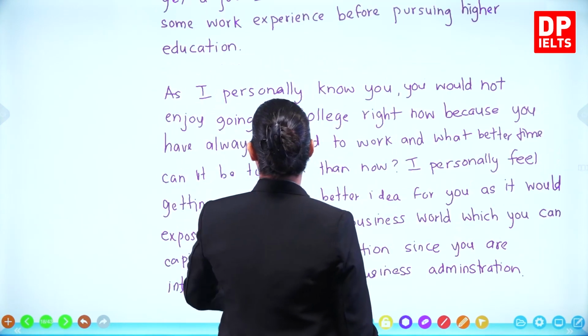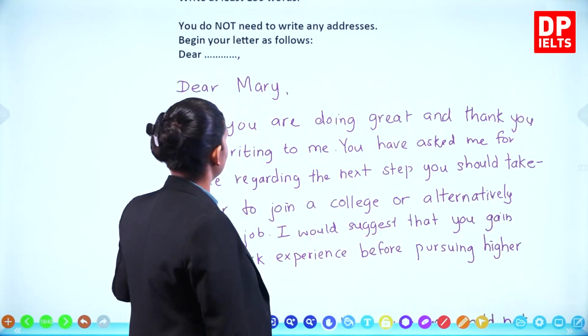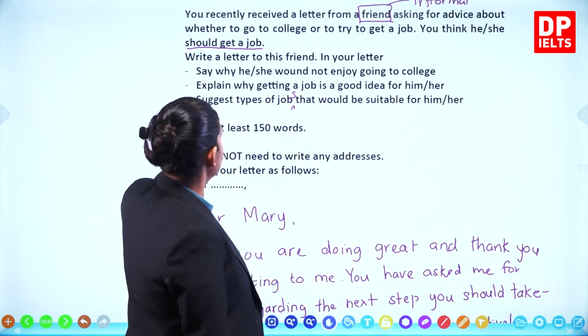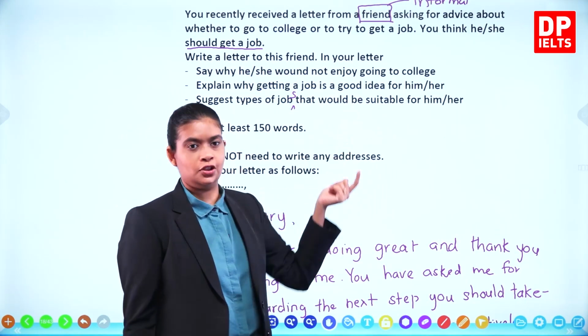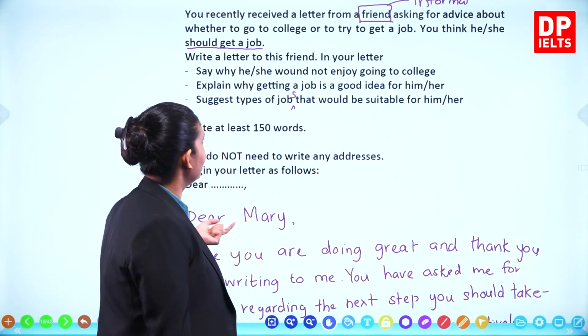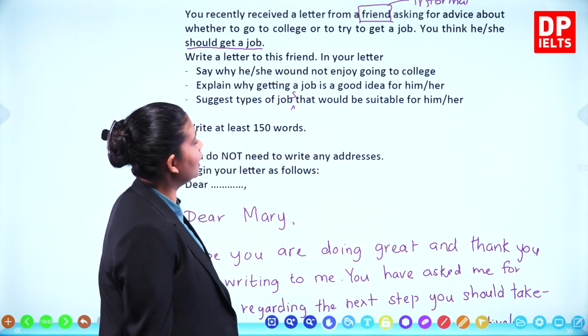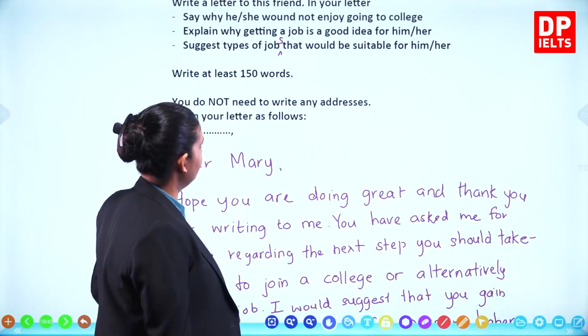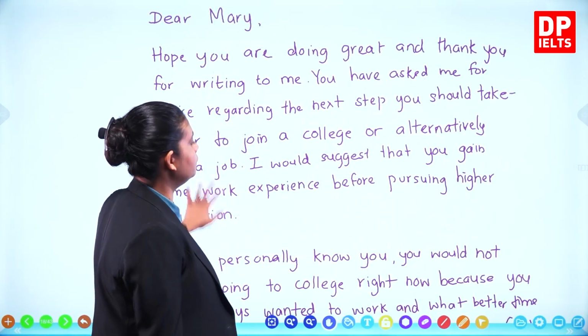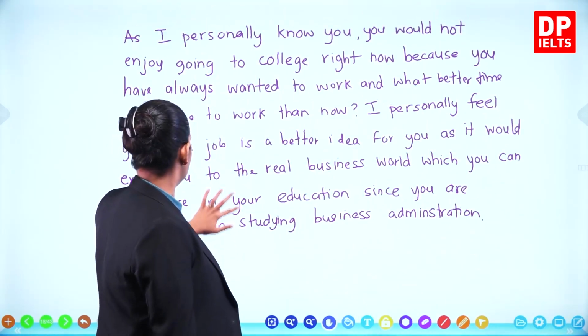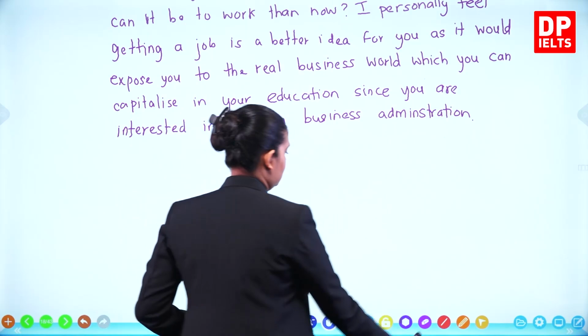Now in the next para, so first para I just gave little introduction and then I explained why she would not enjoy going to college. Now in the next para I need to explain why getting a job is a good idea for her and then finally suggest the types of jobs that she could do, right? So I'm going to continue.